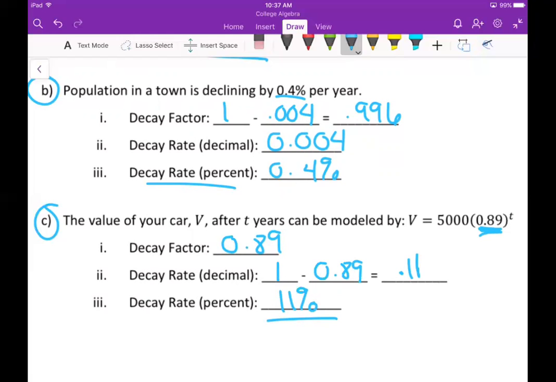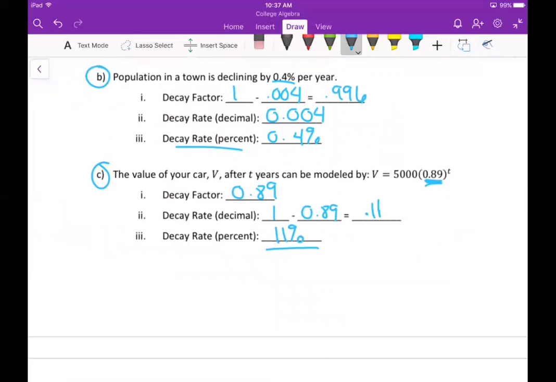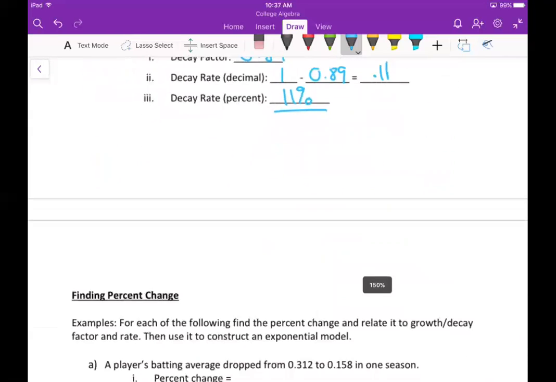Hopefully you're starting to understand the difference between the decay factor and the decay rate. I always see students struggle, and myself, more with understanding the difference between the decay factor and decay rate versus the growth factor and growth rate. But now that we have that tool, if I can find percent change between an input and output variable, I can create those exponential functions pretty easily, find that factor if I know the rate. So that's what we're going to do now.